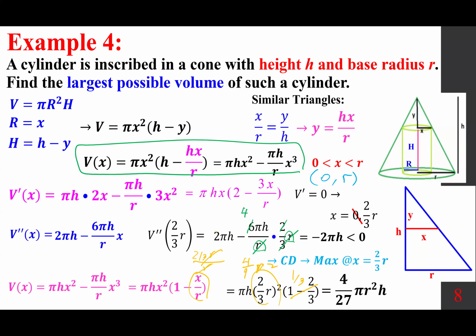So, to recap, first we inscribe a cylindrical shape inside a cone. We define our variables. We write the volume of the cylindrical shape. Because it's a function of two variables, using similar triangles, we get rid of one of the variables. We make the volume a function of one variable, and we move on with calculus.